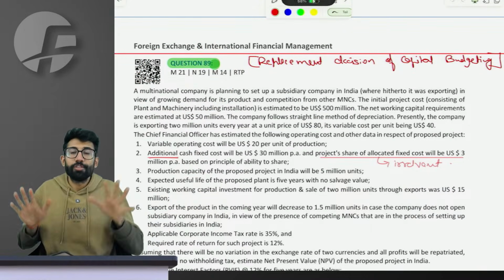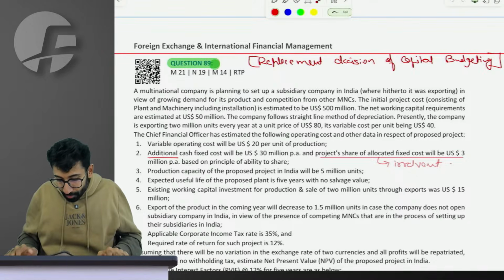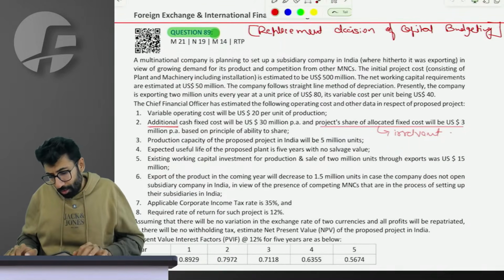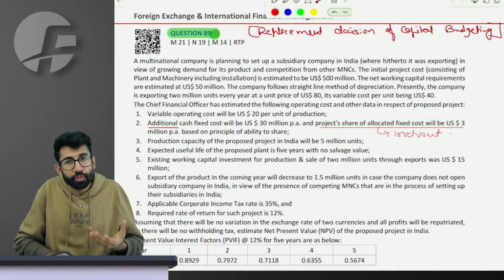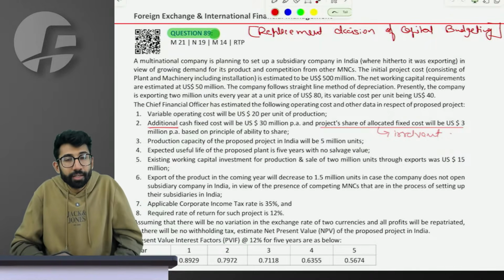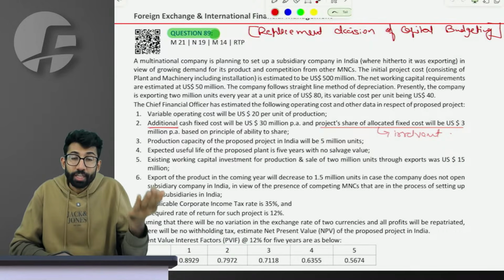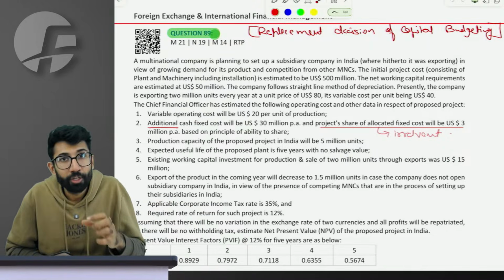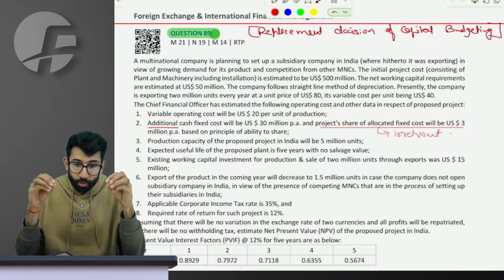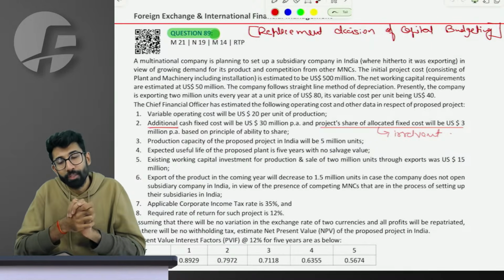Although this question is there in the forex, right? Because it talks about the language which relates to forex, right? And this question is being asked even before the chapter of advanced capital budgeting was there in CA final AFM.